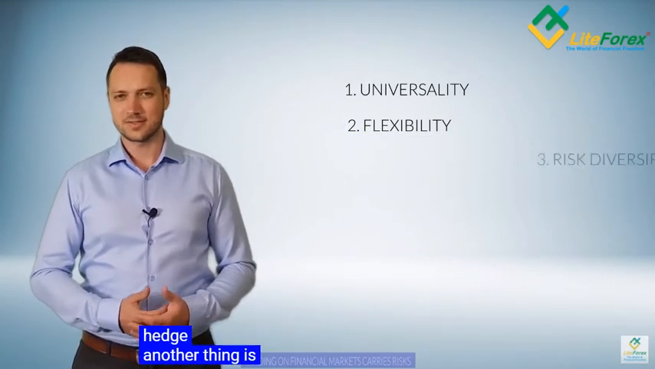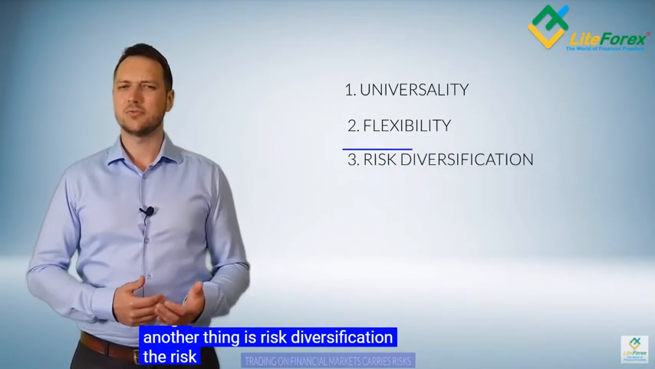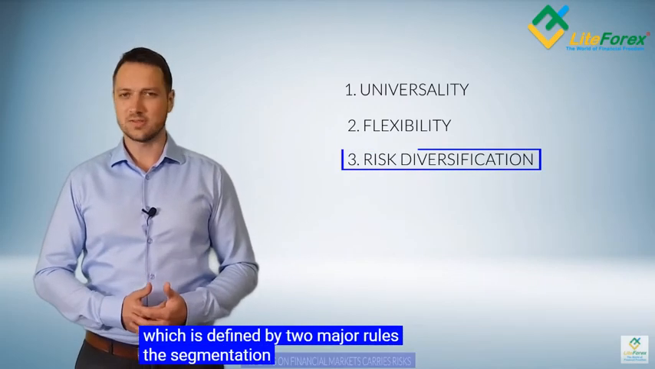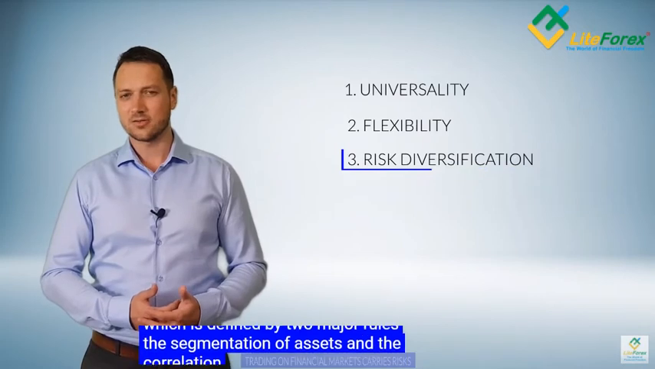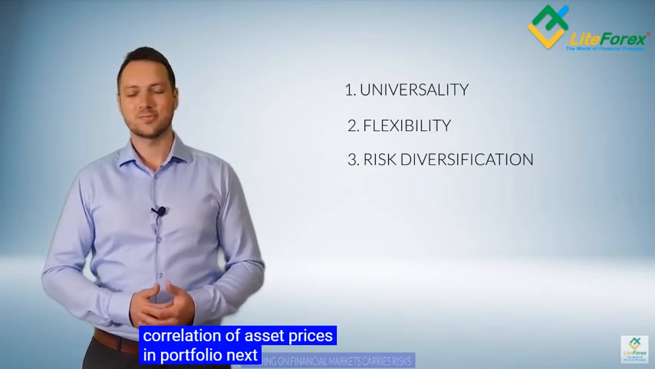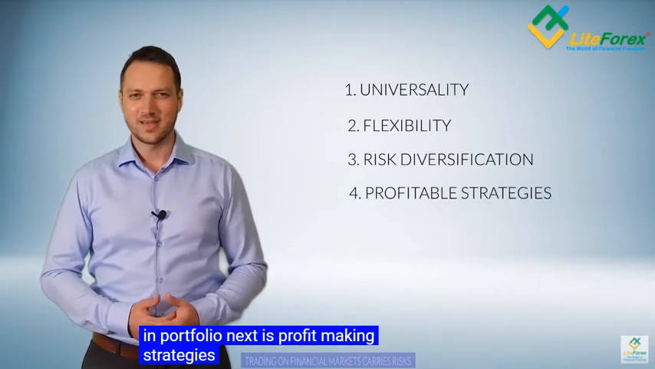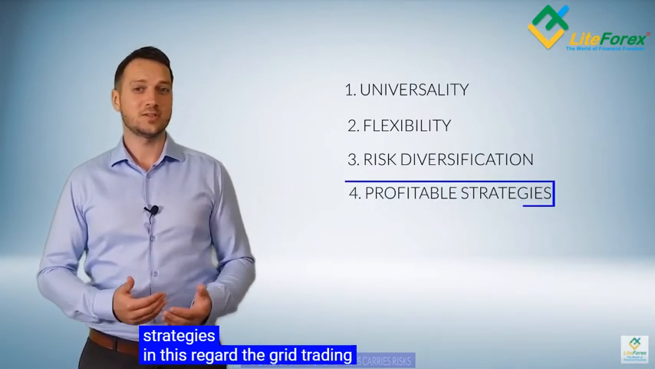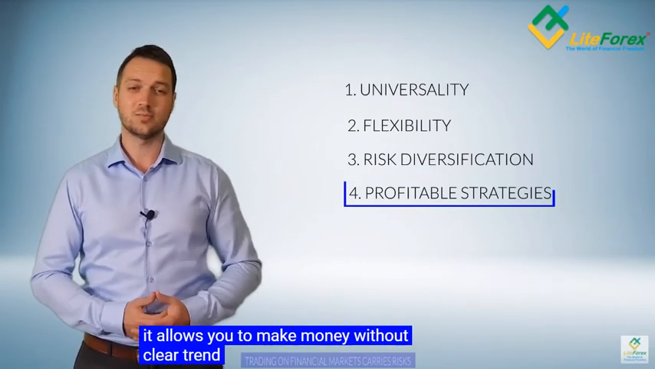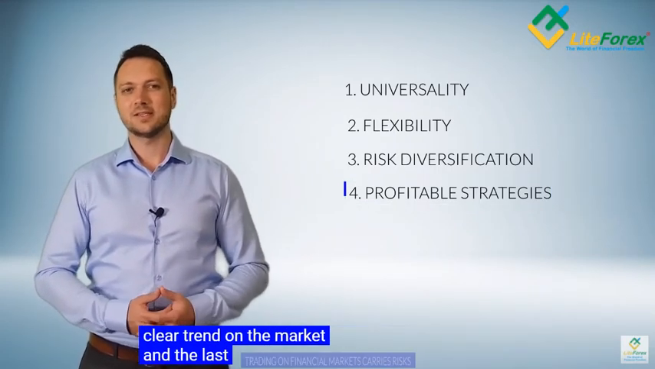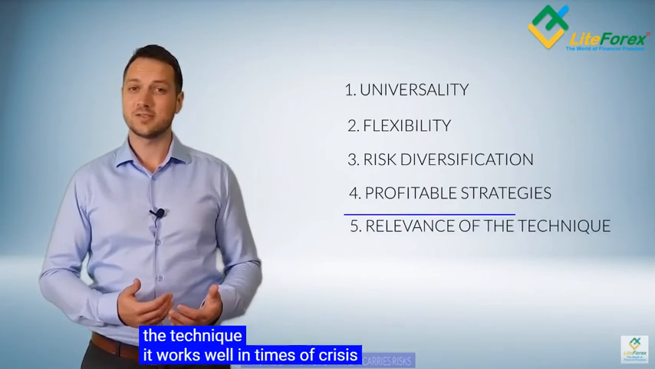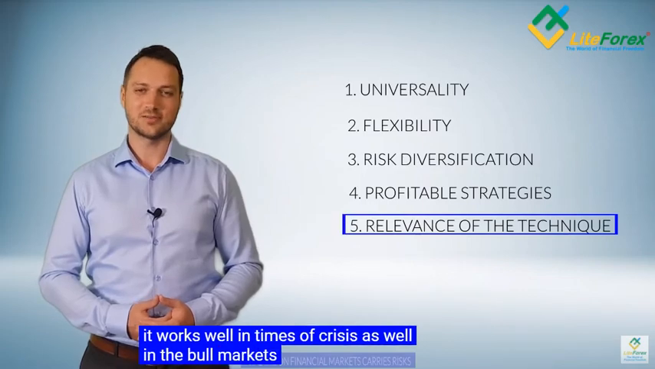Another thing is risk diversification. The risk-reducing application of hedging is defined by two major rules: the segmentation of assets and the correlation of asset prices in a portfolio. Next is profit-making strategies. In this regard, the grid trading strategies are the best example. It allows you to make money without a clear trend on the market. And the last thing is the relevance of the technique. It works well in times of crisis as well as in bull markets.